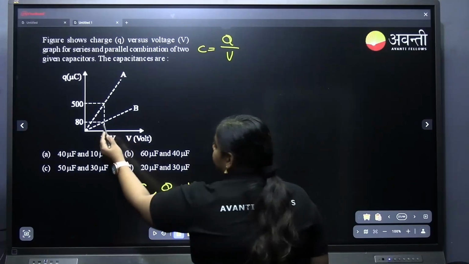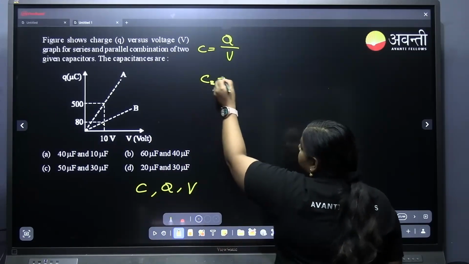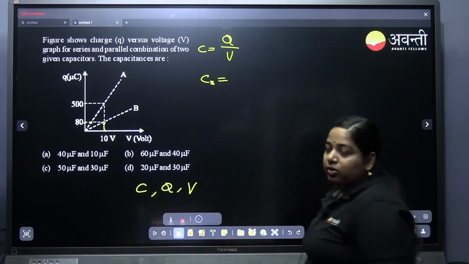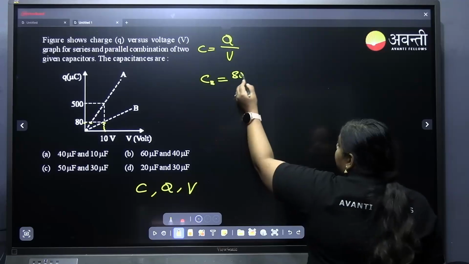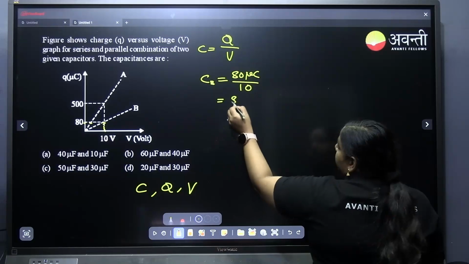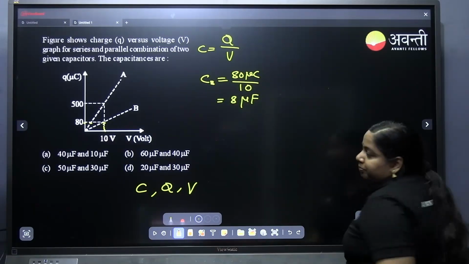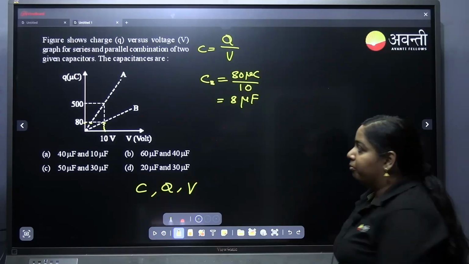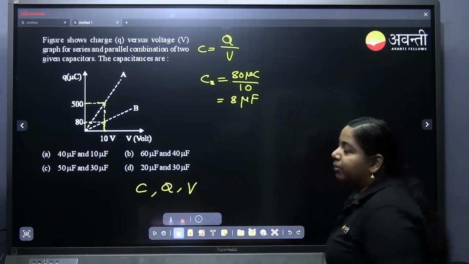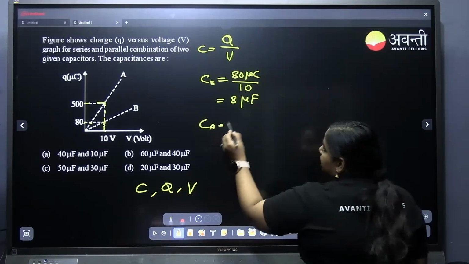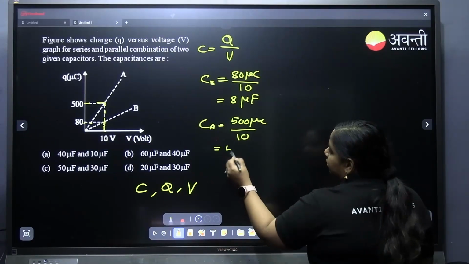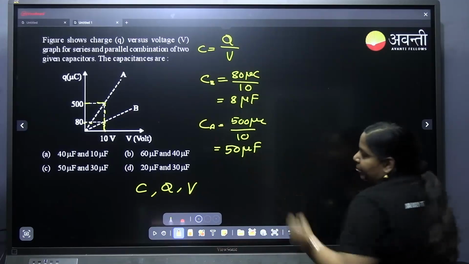If you are finding B, capacitance of B is equal to, at 10 volt it is having 80 microcoulomb. So 80 mu C divided by 10, that will be equal to 8 mu farad. That is CB, B graph. For A graph, if you take for 10 volt, 500 microcoulomb. So CA is equal to 500 mu C by 10, which is equal to 50 mu farad.